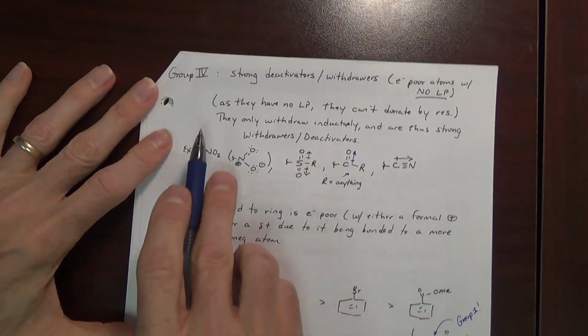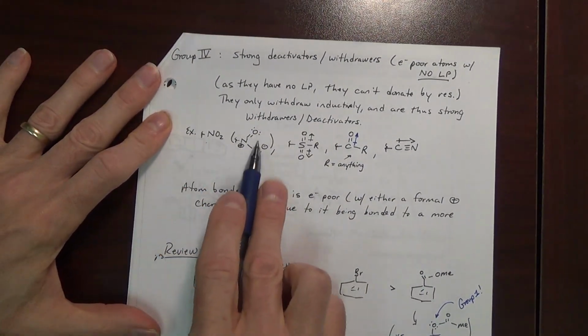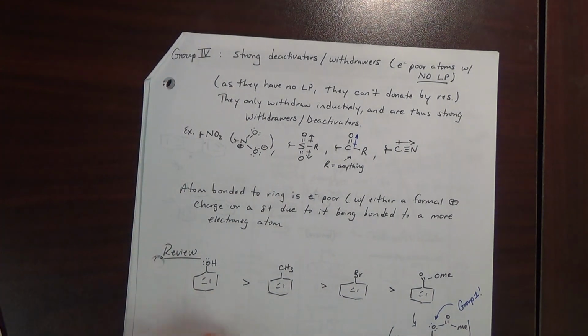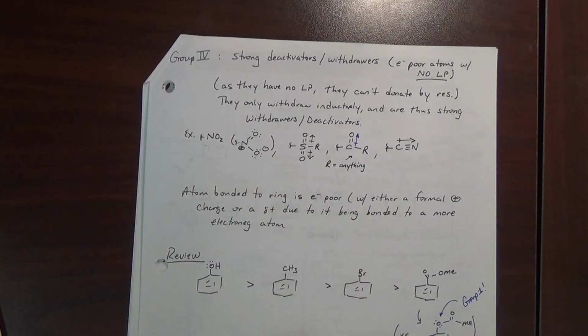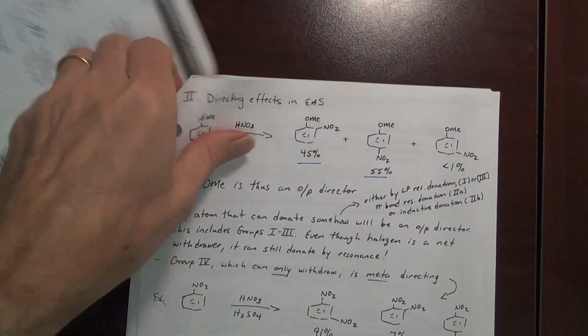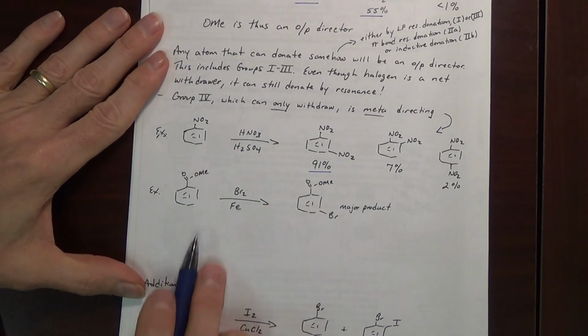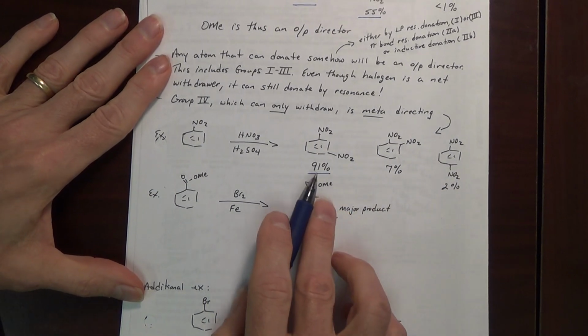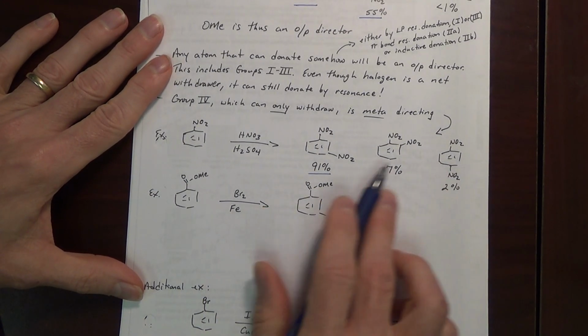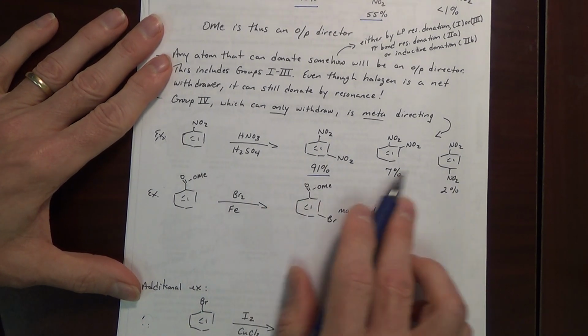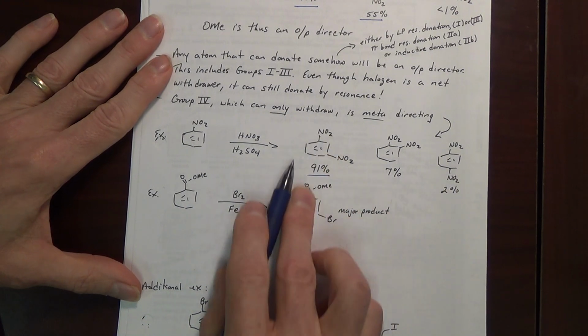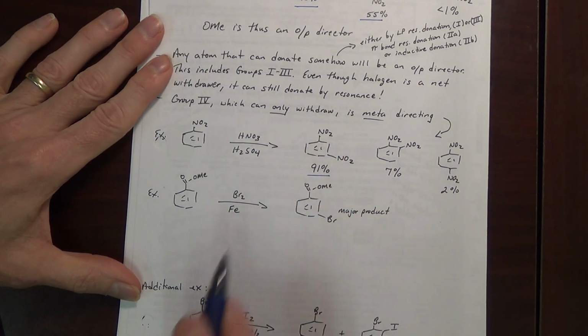We showed group 4. The nitro group was an example of a group 4. Okay, it can only withdraw. The nitro group we expect to be a meta-director, and indeed, this has been done in the lab, and without purification the entire product distribution has been measured, and we see that the meta product is the major product.